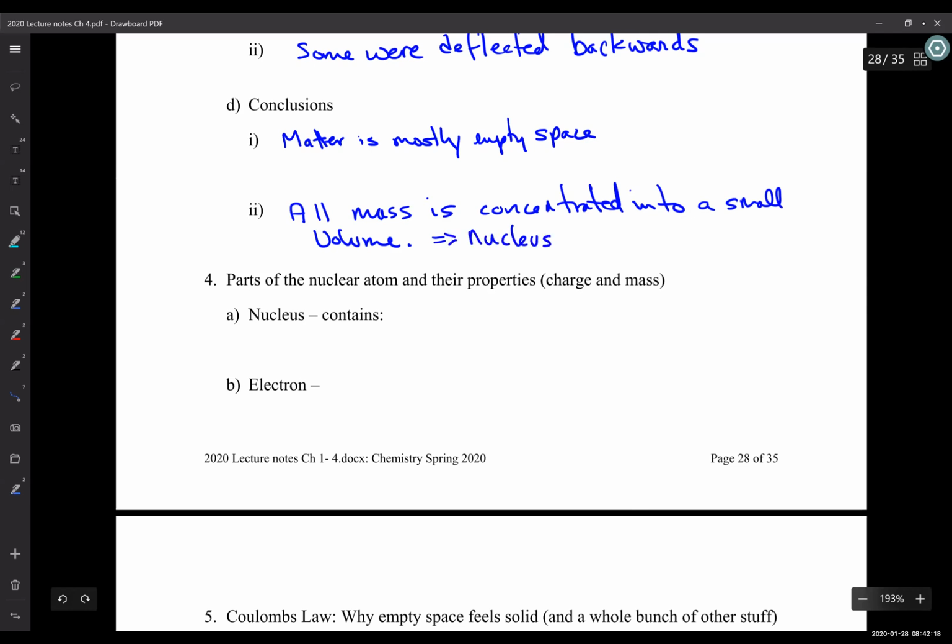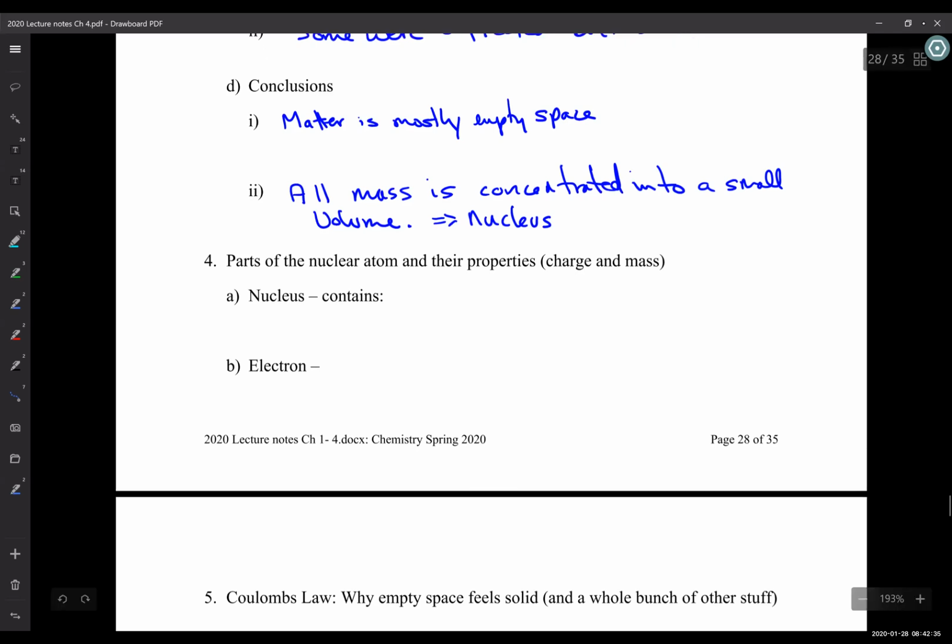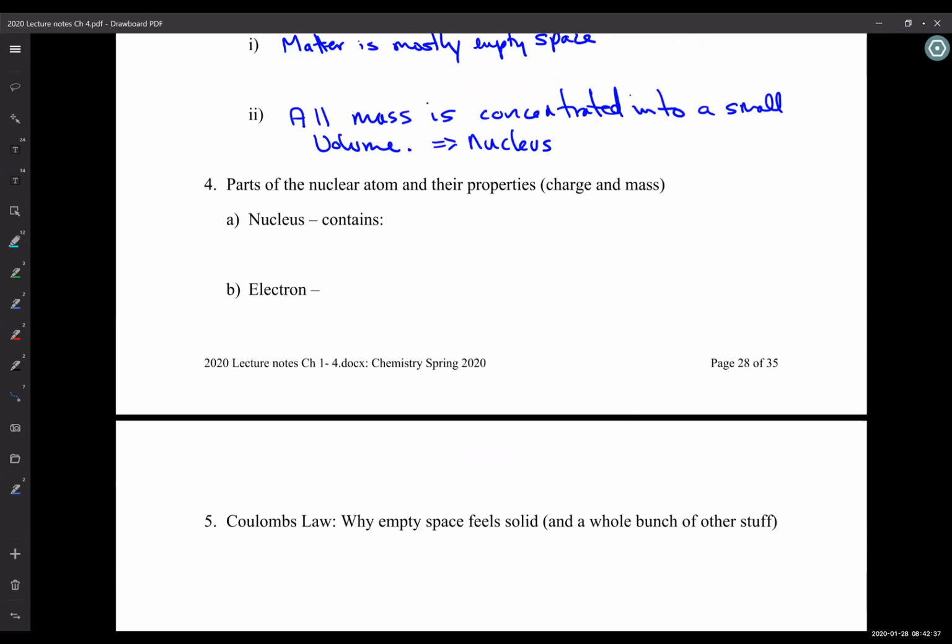And the nucleus contains most of the mass of an atom. Less than 1% of the mass of an atom is outside of the nucleus. It's all inside the nucleus. So now, what's in the nucleus? Long story short, look at all the history stuff. There are two subatomic particles in the nucleus. There's a proton, and then there's a neutron.